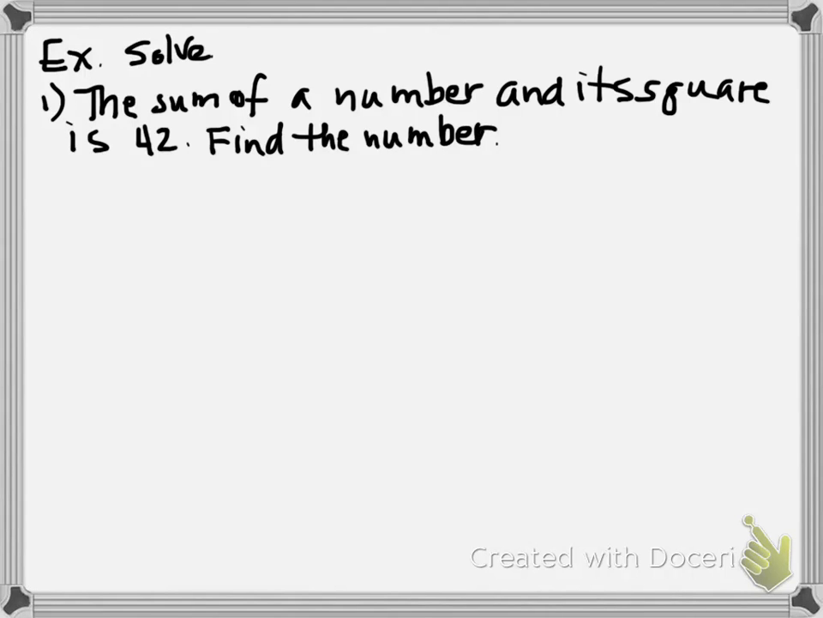Okay, so let's go ahead and analyze what we've got here. And what I see is the word sum, which tells us to add. So we're going to be adding two things. Well, what are we going to be adding? Well, we're going to add a number, so we can call it n, and then we're going to add its square. So its square is going to be n raised to the second power. And we know that the word is means equals, and then we should all know what 42 is.